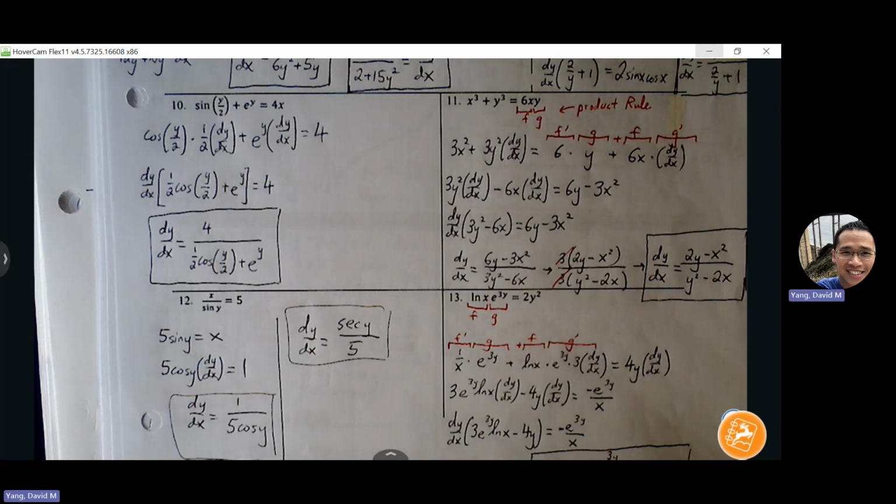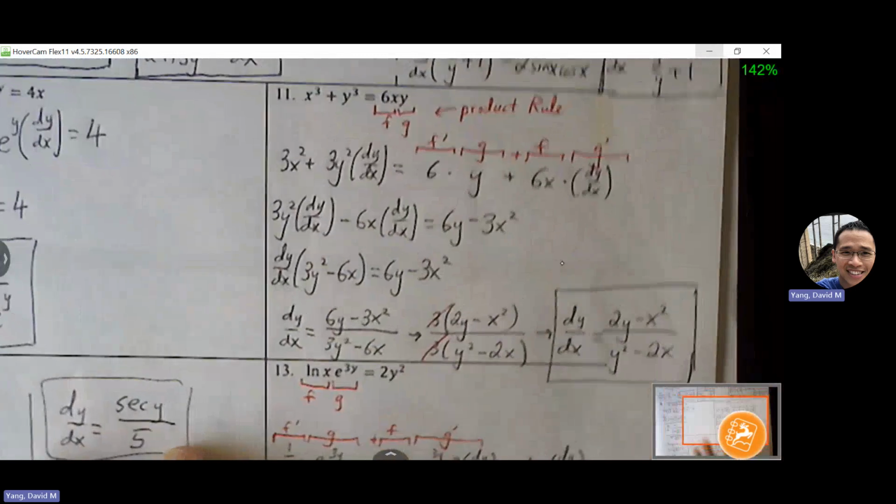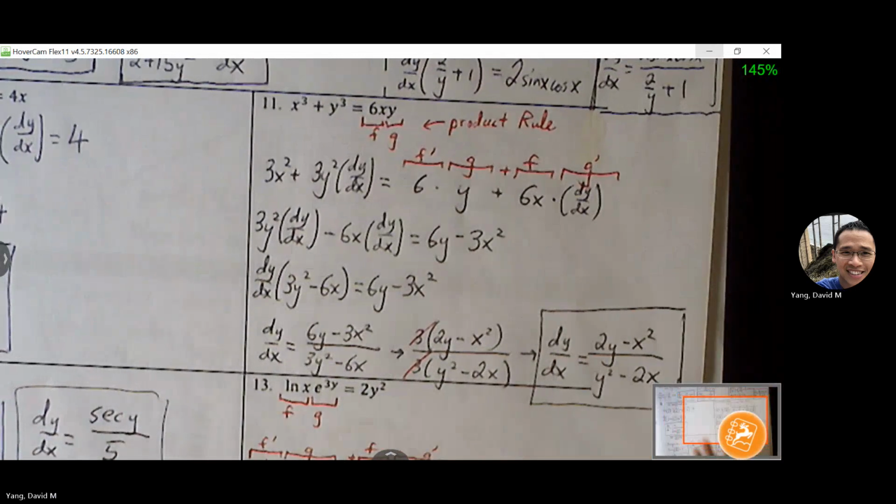Let me go through number 11, make sure you guys are good with that. First, we go through the power rule for each of our terms. dy/dx shows up for that y cubed. I treat 6x like my f function, y as my g. So then we do f prime times g plus f times g prime, and y produces dy/dx. Now we're done with the calculus.